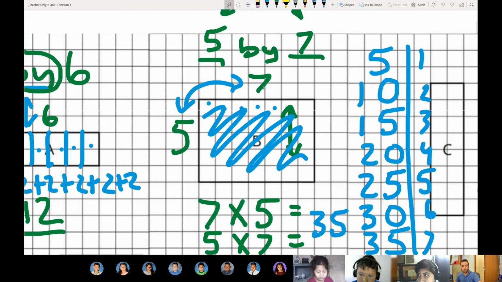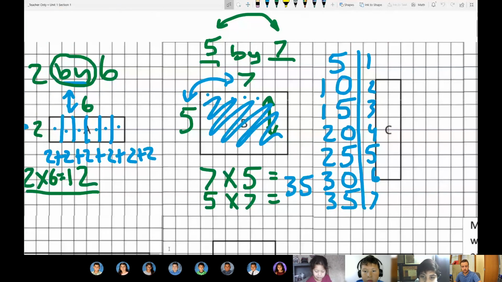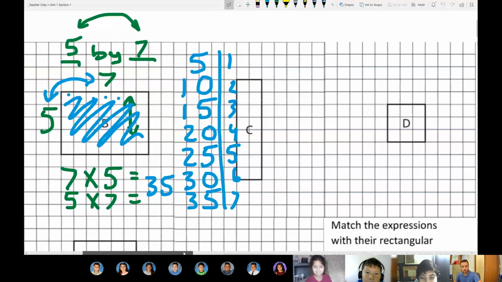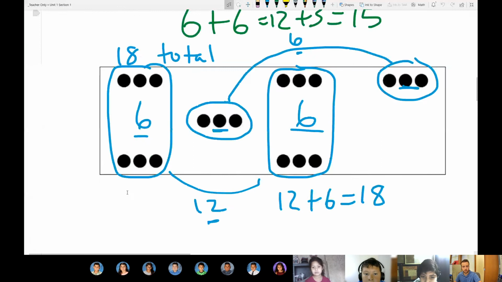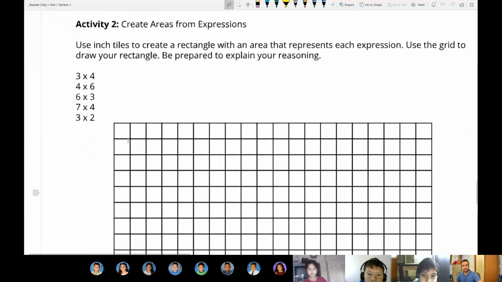So if I were to give you for homework something that looks like this, I'll actually just show you the homework. I was going to draw something for you. If I gave you something like this, it says you can use inch tiles to create a rectangle with an area that represents each expression. Unfortunately, we don't have inch tiles for you guys at this second, but you can use things around the house. You can use maybe little pennies, quarters, other money, small items that you can make rows and columns out of.